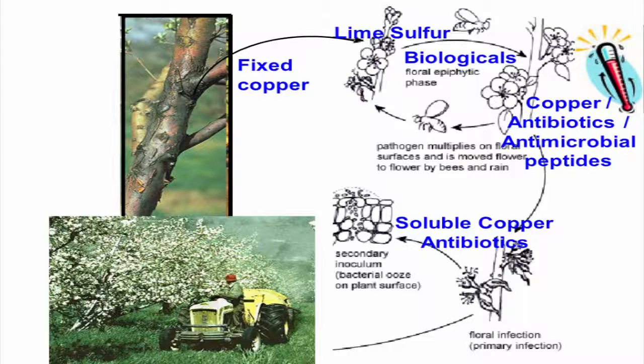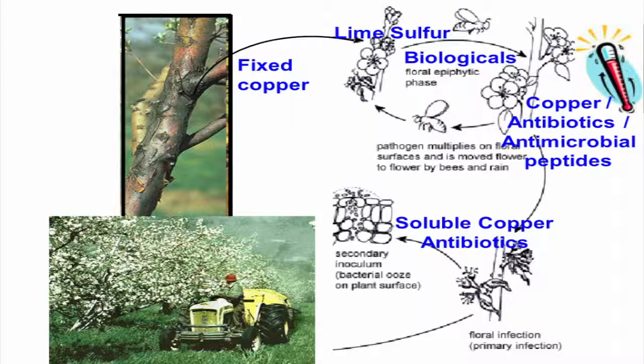So this is sort of the disease cycle, and I've got antibiotics listed here, and this is sort of where antibiotics would be used. The pathogen overwinters in these old cankers in the tree, and some growers will paint copper on those old cankers, and that slows the jump of the bacteria into the flowers. Once the bacteria gets in the flowers, there's this repeating stage we call the floral epiphytic phase, and that's where biocontrol comes in, and it's really important in that phase.